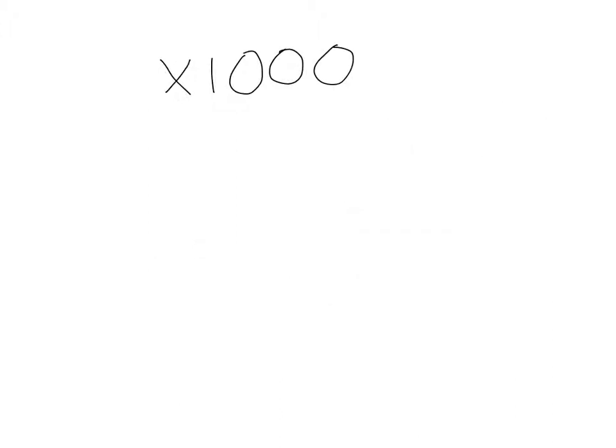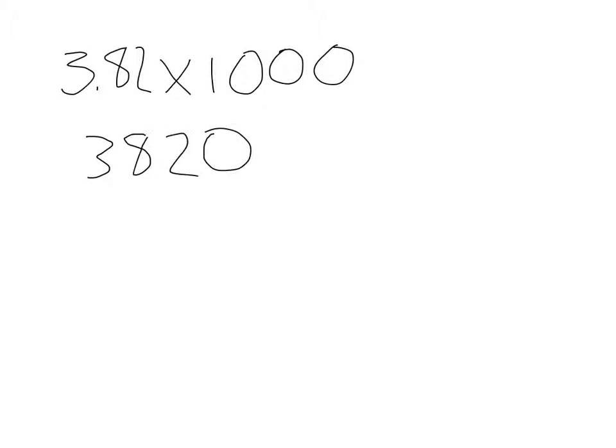If we multiply by 1,000, each of those digits actually gets moved 3 places on over. They become worth 1,000 times more by moving those digits 3 places over. 3 times 1,000 already is 3,000. And how do I get that 3,000 there? I copy the rest of the digits, the 8 and the 2, and I need a placeholder of a 0. 3,820.